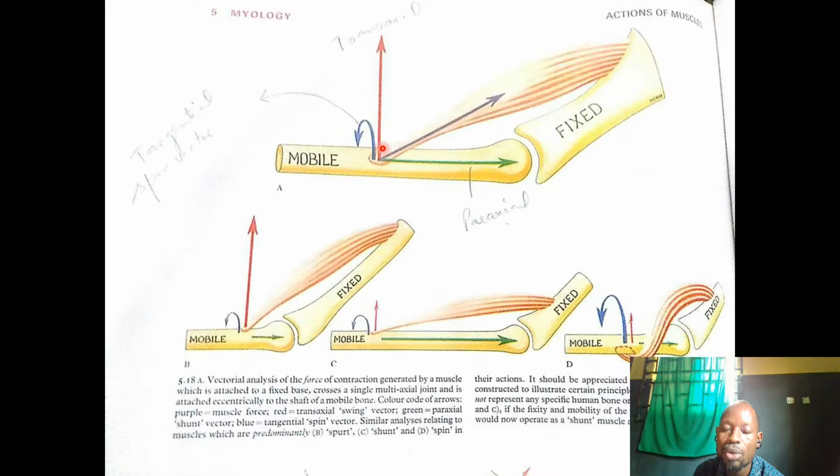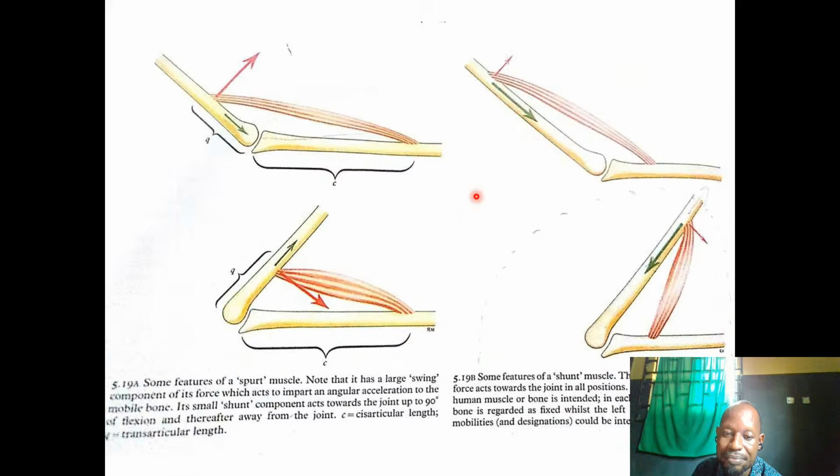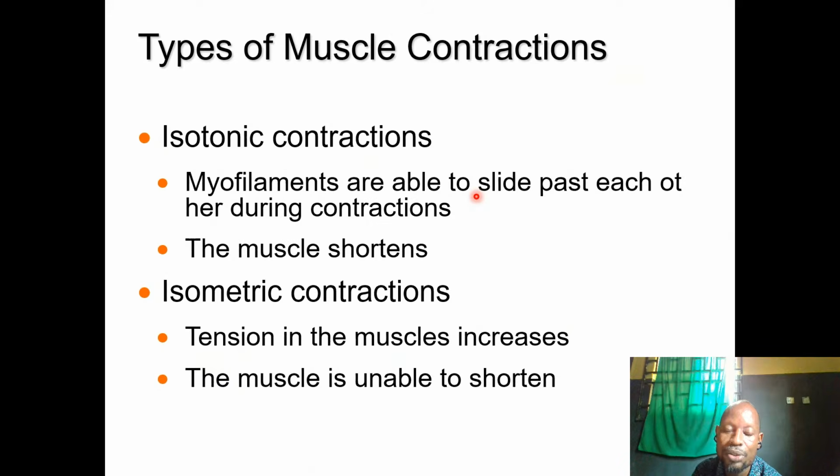So, the words proximal and distal attachment are better used. The distal attachment is the more movable part, while the proximal attachment is the less movable part. These are some of the examples.